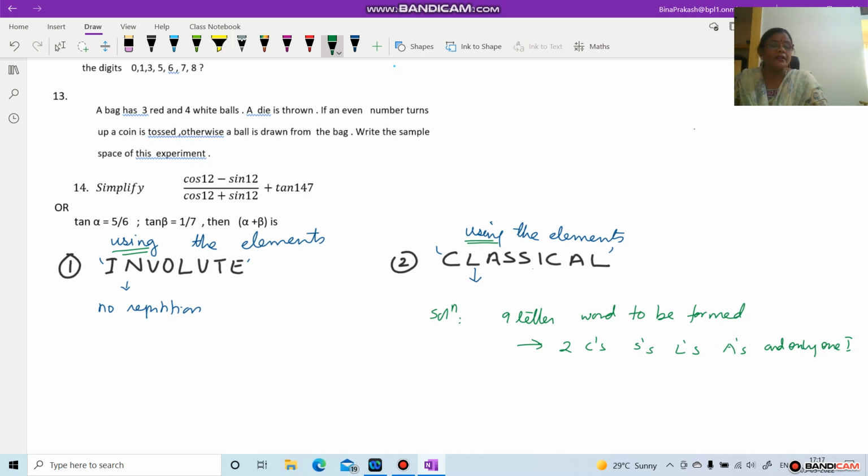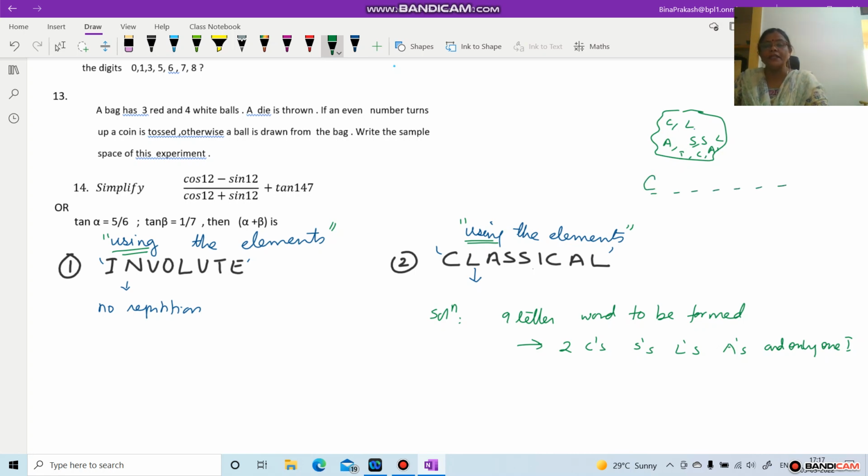But this very phrase, "using the elements," gives us the message that whatever is there has to be taken up. So assume this way: there is a basket containing one letter C, a letter L. There are some alphabets in this basket: two S's, one I, one C, one A, one L. Now you have to pick up the letters and place them at 9 places.